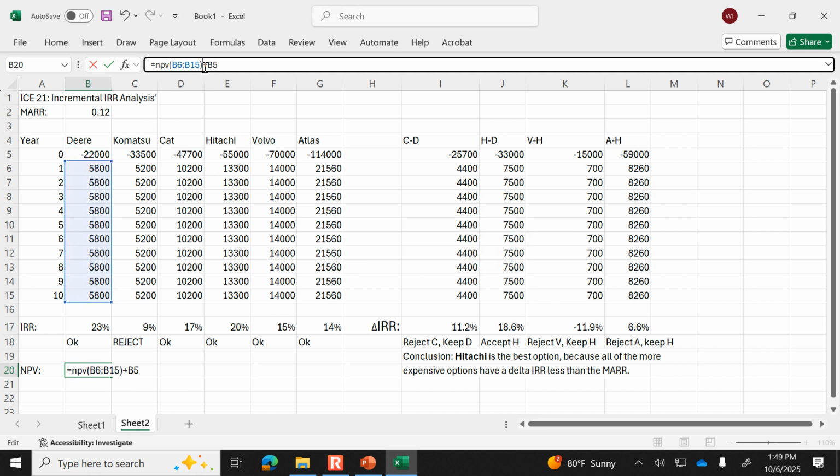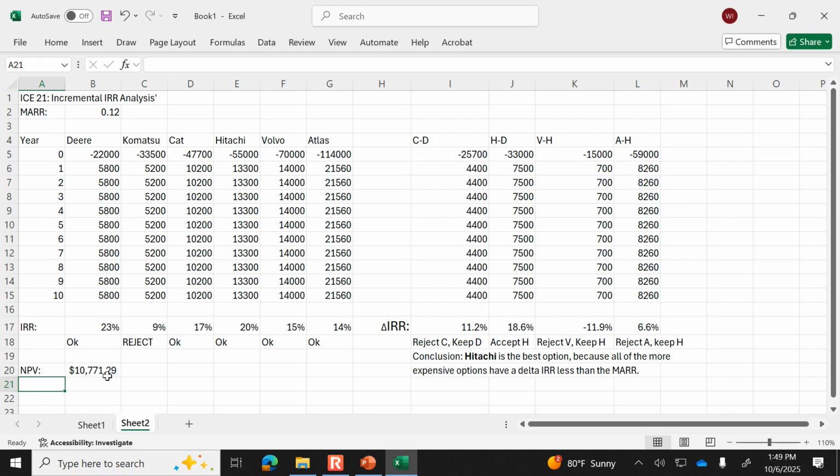You didn't put the rate in the NPV function. Thanks. So I thought I did. Let me do that now. Okay. Yeah, sure. Yep.